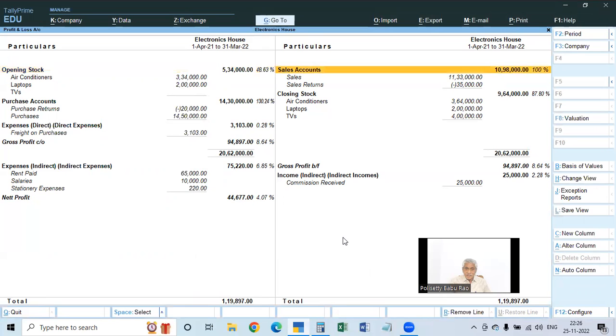Okay, like this you can do. And one more thing: in the trial balance, how did you see the trial balance? The trial balance is given vertically. It is in a vertical state. This also we can see in a vertical way.